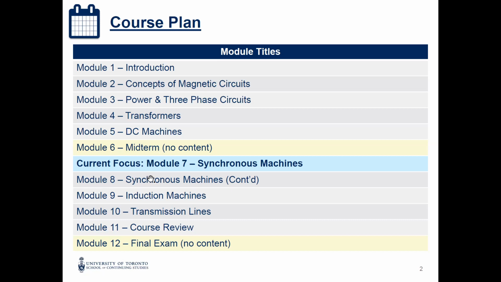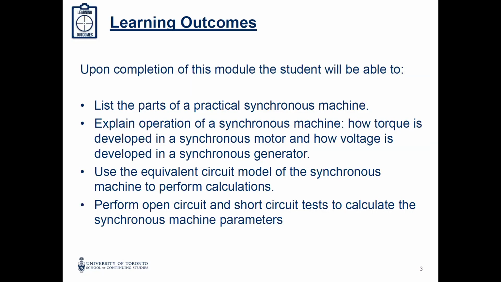By the way, after we finish the synchronous machines, we only have one more module that is included in the PO exam, the induction machines, and that's it. So we don't have any extra things. Next time we are going to do module number 8, plus we are going to discuss assignment number 2. Assignment number 2 is already on our website.